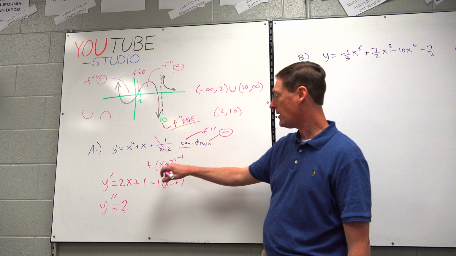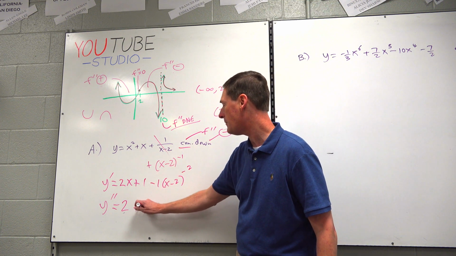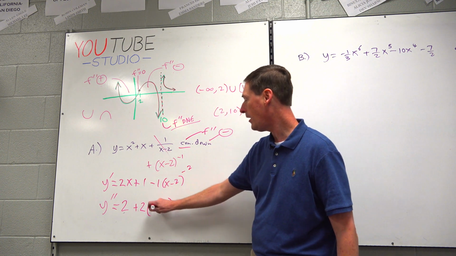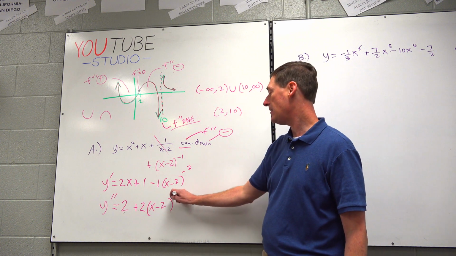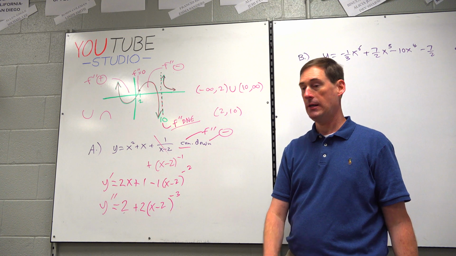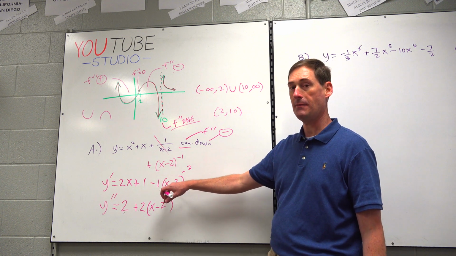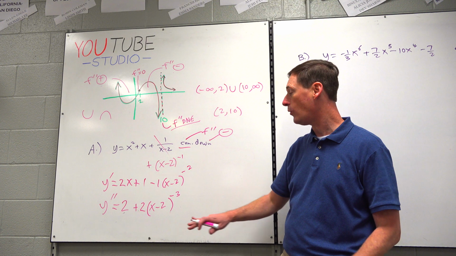The negative 2 comes down times negative 1, which becomes plus 2. The base stays the same, x minus 2, and the exponent drops to the negative third, times the chain rule of x minus 2, which is again 1. Don't worry about it.